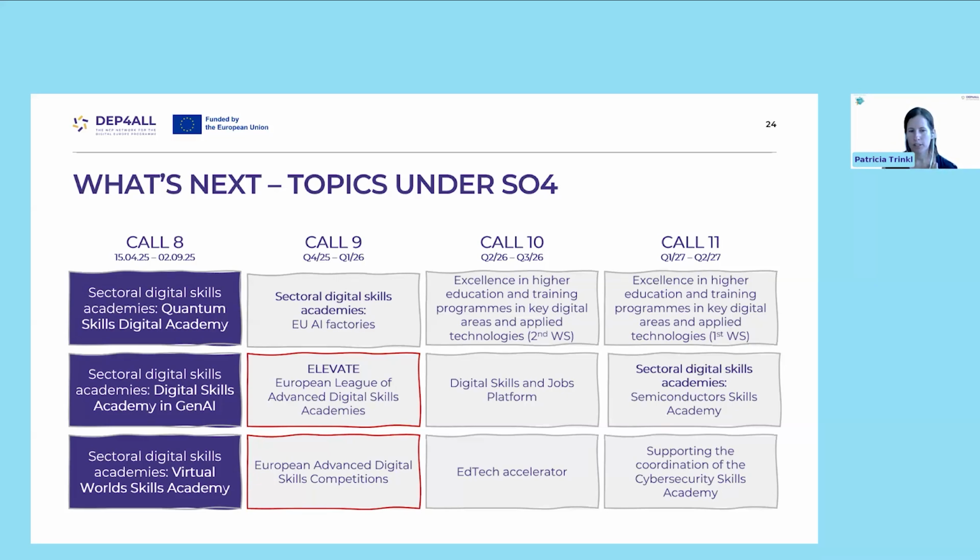Maybe for many of you also interesting is the Excellence in Higher Education and Training Programs in Key Digital Areas and Applied Technologies. This will start in 2026 and the second one in 2027, with different work streams. All this information for the gray ones, you will find in the current work program under SO4 for more information.